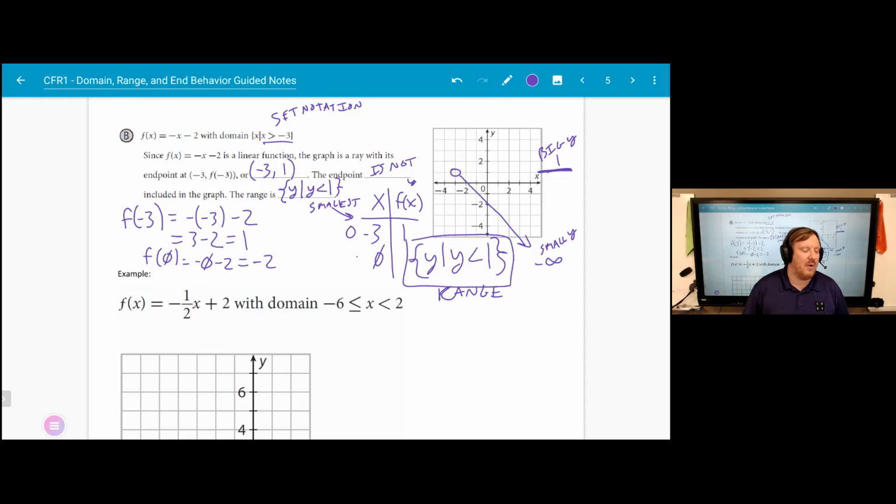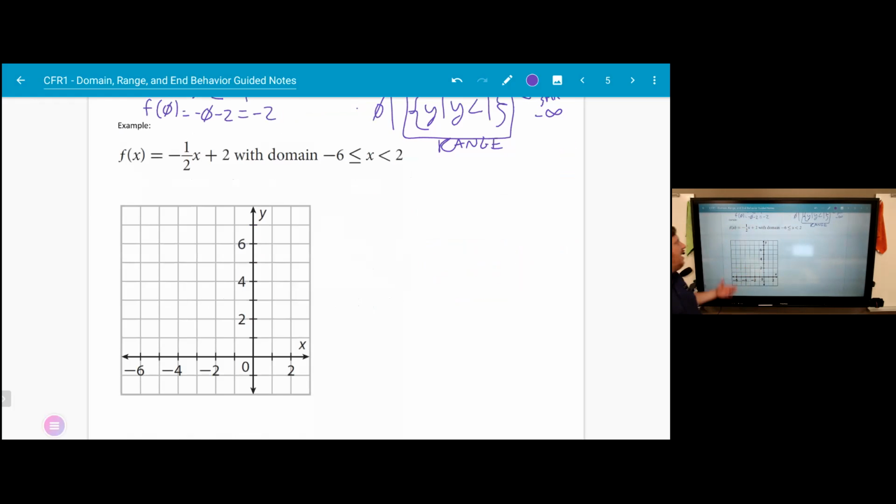And here we go. The example is f of x equals negative half x plus 2 with a domain of negative 6 is less than or equal to x, which is less than 2. I know right away this is going to be a line segment. Closed value with negative 6. When x is negative 6, we got to still find the y value, but we know that this is going to be closed here and open here on the right. That's because it's less than or equal to here and just less than on that side.